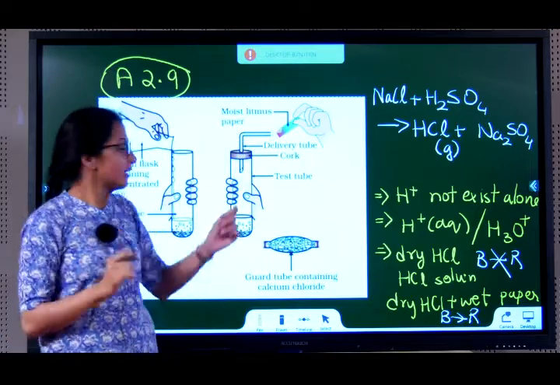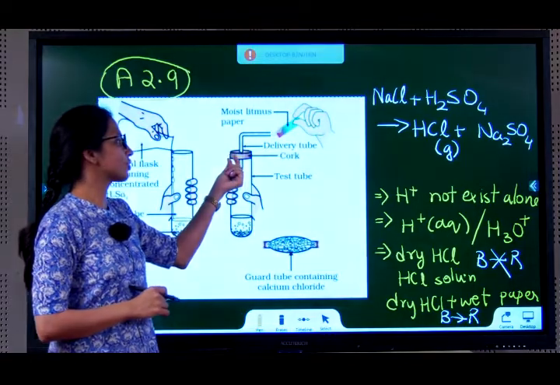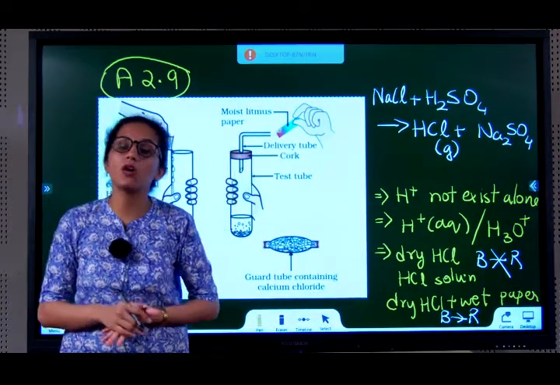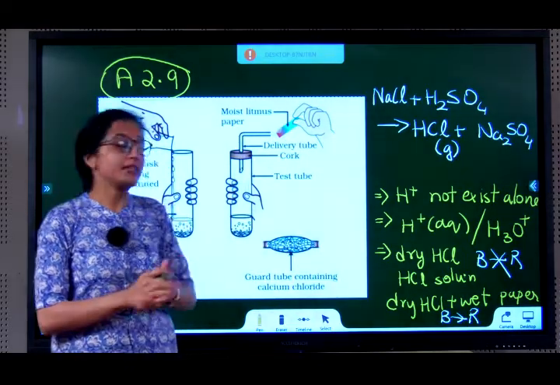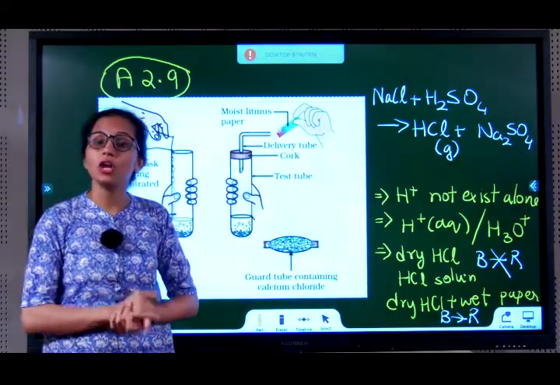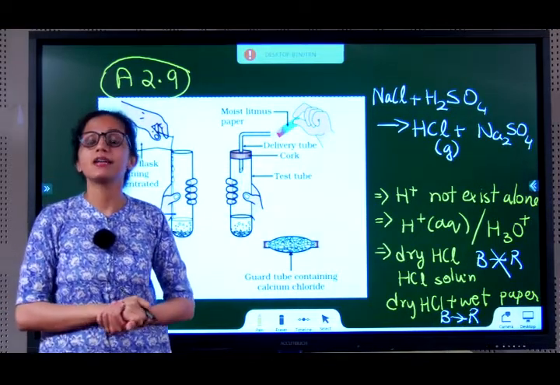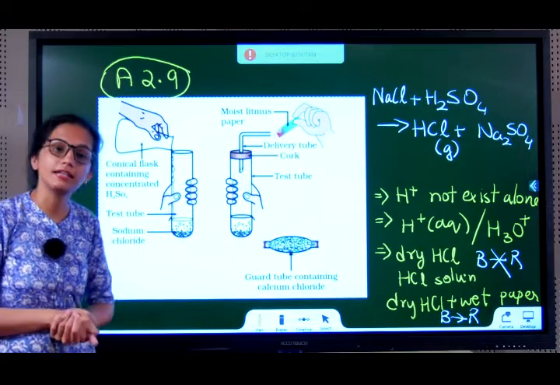I repeat, there is dry HCl gas being produced here. When this HCl gas is put on blue litmus paper, practically speaking, we all know acids turn blue litmus red. Did it turn blue litmus red? No. But if I wet the paper and I try it, it will turn blue litmus red. What does this experiment teach you?